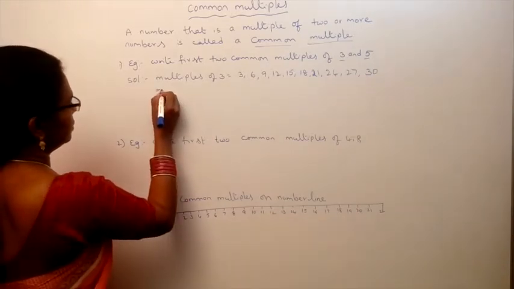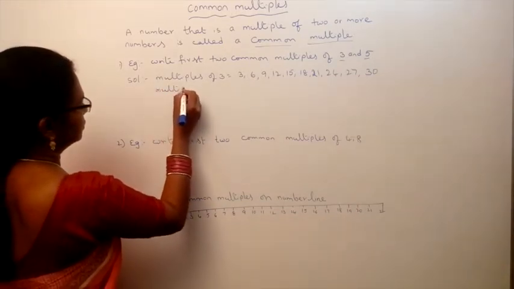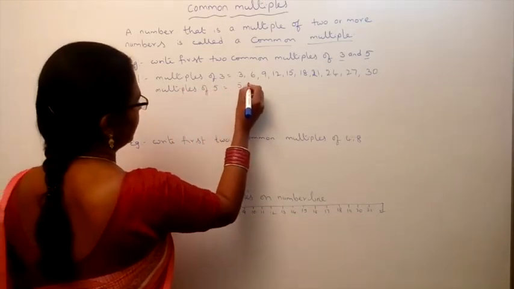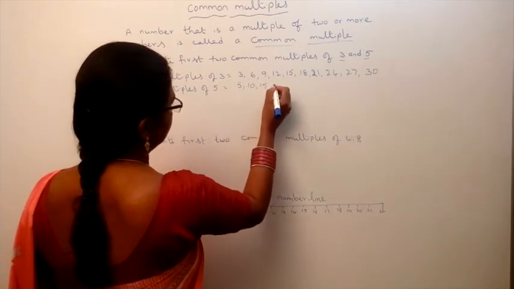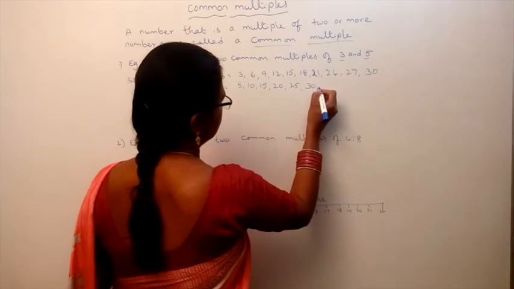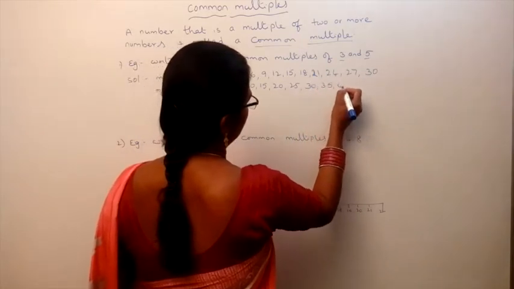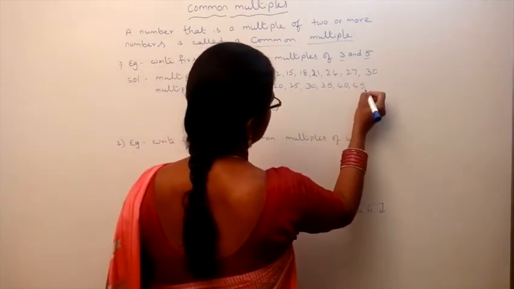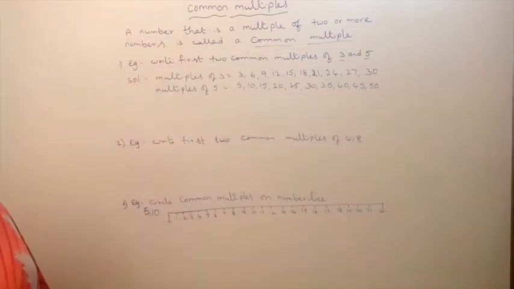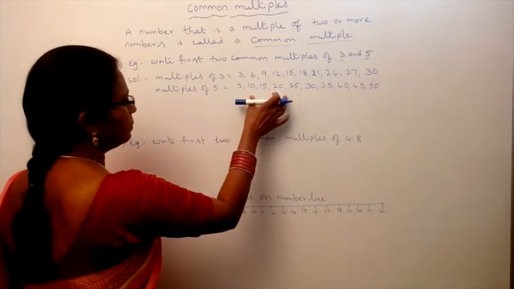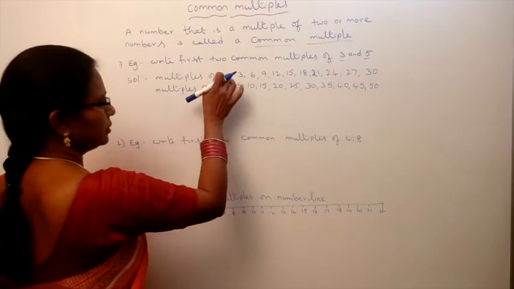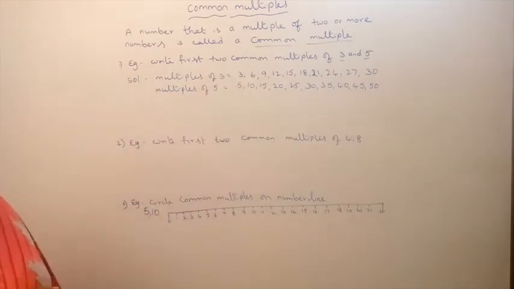Next, multiples of 5. 5, 10, 15, 20, 25, 30, 35, 40, 45, 50. These are the first 10 multiples of 5. Then these are the first 10 multiples of 3.